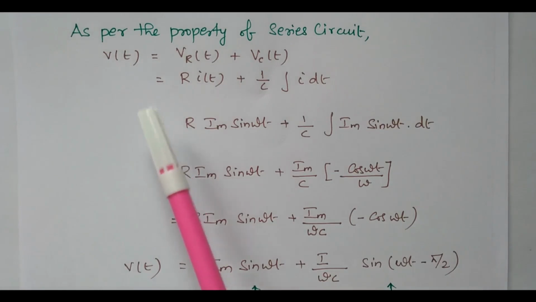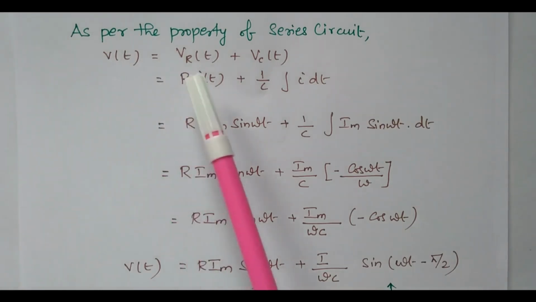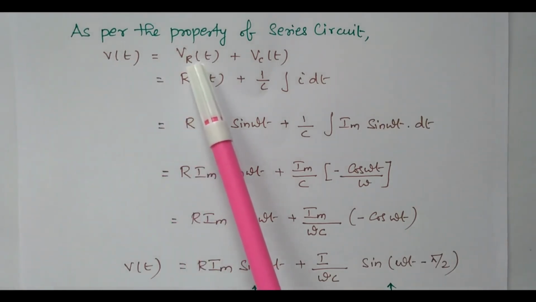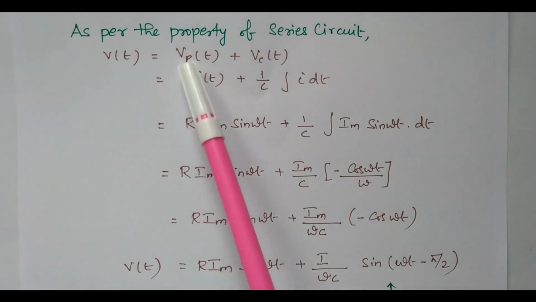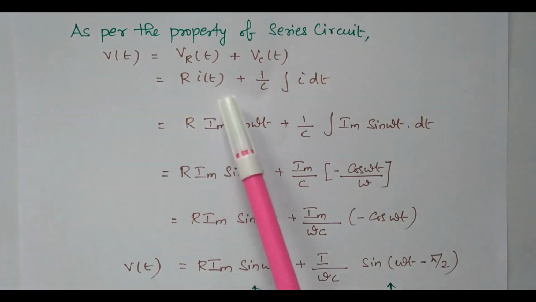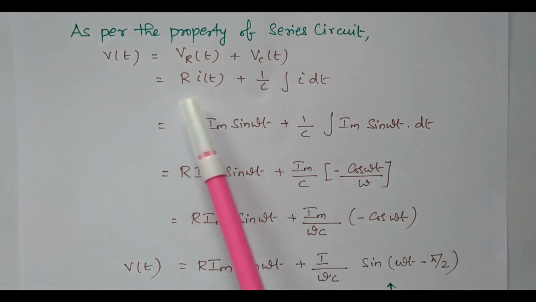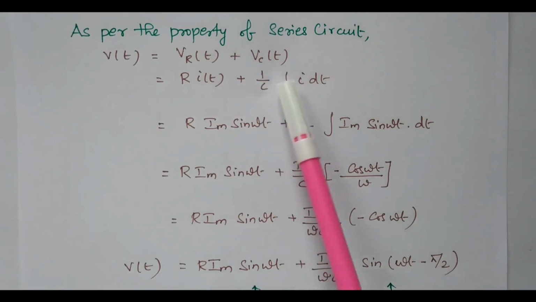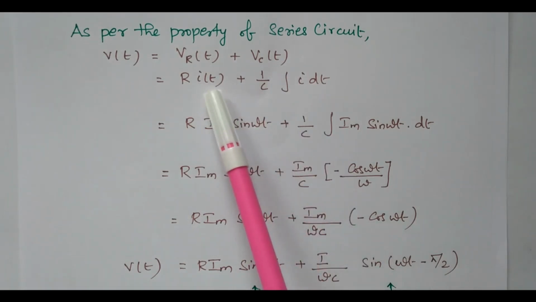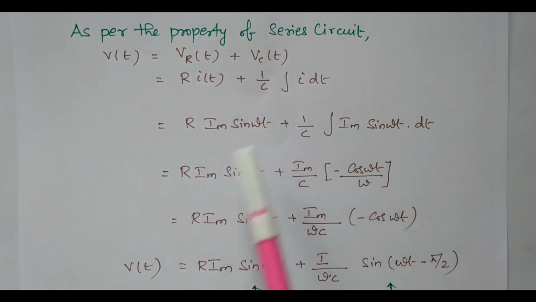Because of the series circuit, the applied voltage can be written as the voltage drop across the resistor plus the voltage drop across the capacitor. This is one more analysis in order to get the angle between applied voltage and current. So VR is nothing but R into i of t, V equal to IR. The voltage drop across the capacitor is 1 by C integral i dt. So the formula is available. What is i of t? i of t is nothing but Im sin omega t.